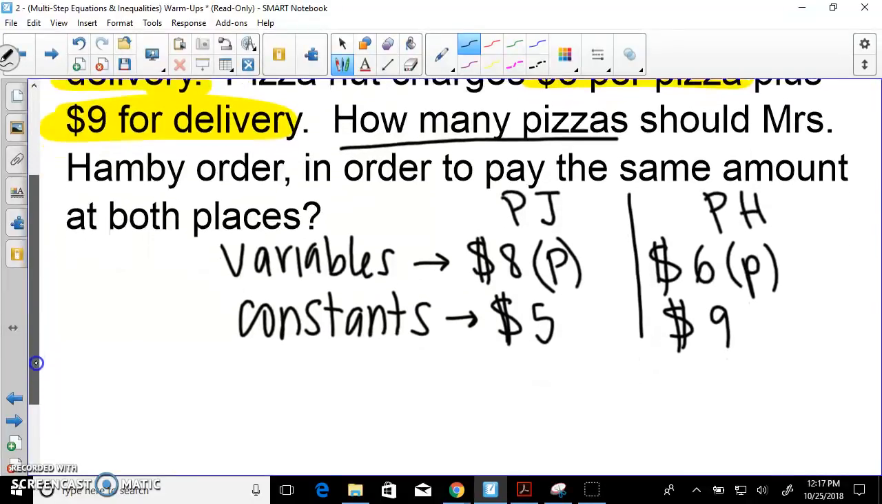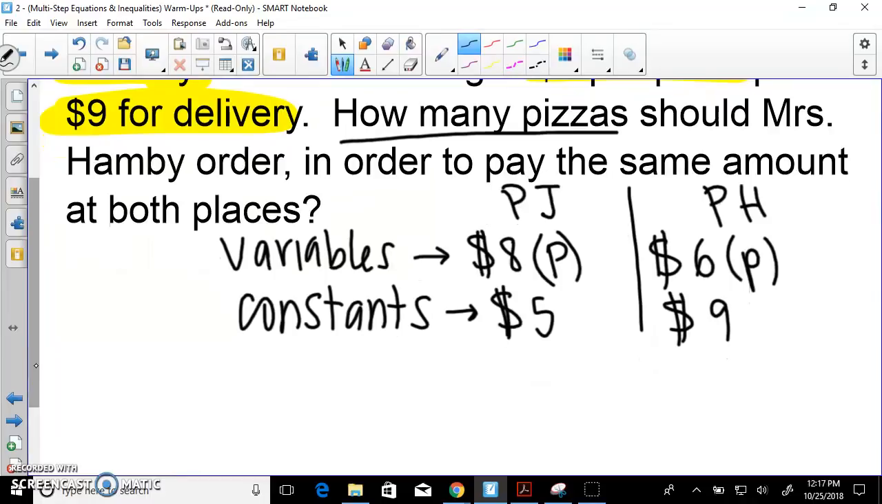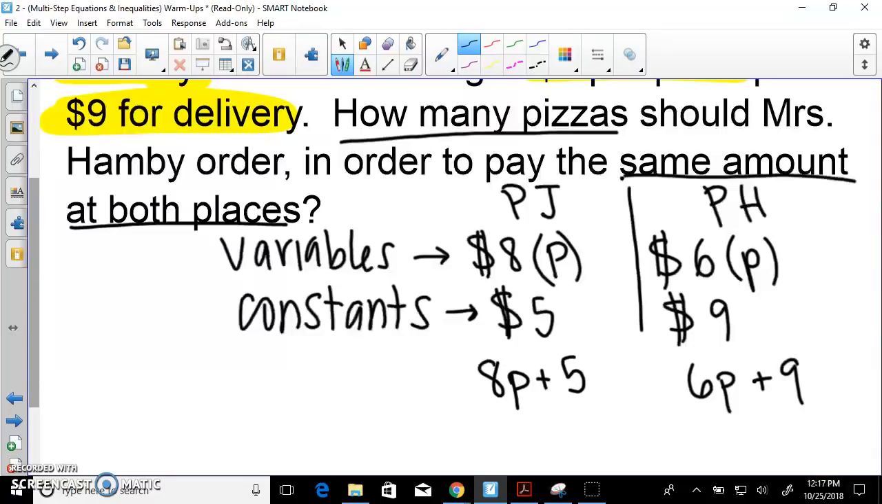So how are these related to each other? Well, Papa John's is going to charge $8 per pizza plus $5 for delivery. Pizza Hut charges $6 per pizza, or 6p, plus $9 for delivery. Now, we've got two different expressions. Are we just going to add them together? What are we going to do? They say how many pizzas should Miss Hamby order in order to pay the same amount at both places? When I see same amount, an equal sign should be flashing in my brain. We want to set them equal to each other.